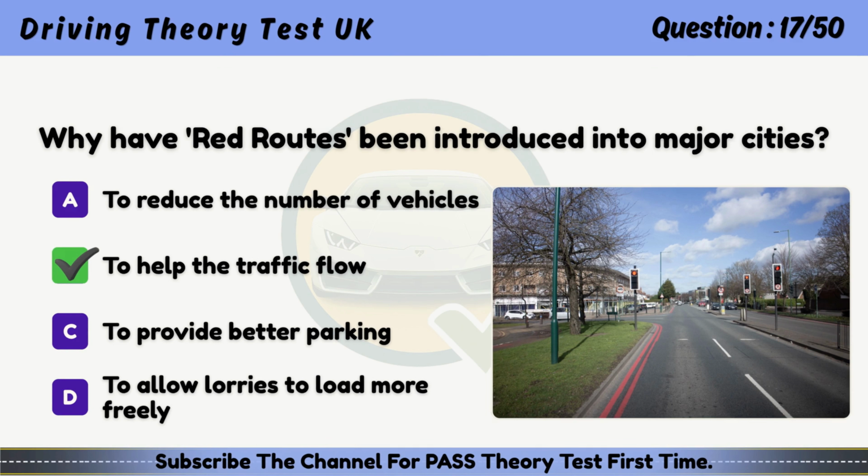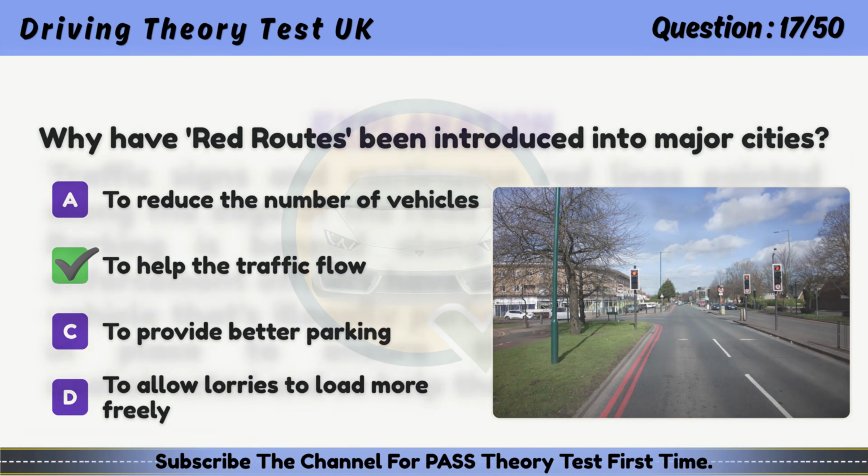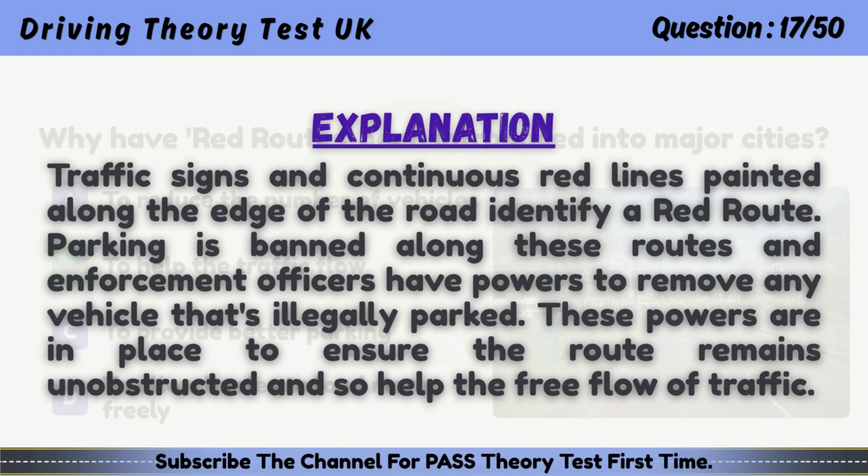Answer is B. To help the traffic flow. Traffic signs and continuous red lines painted along the edge of the road identify a red route. Parking is banned along these routes and enforcement officers have powers to remove any vehicle that's illegally parked. These powers are in place to ensure the route remains unobstructed and so help the free flow of traffic.